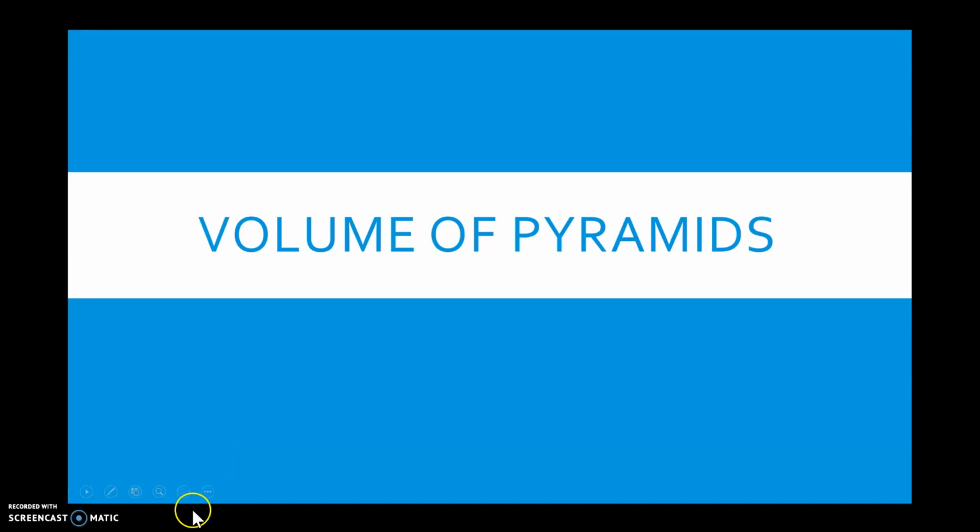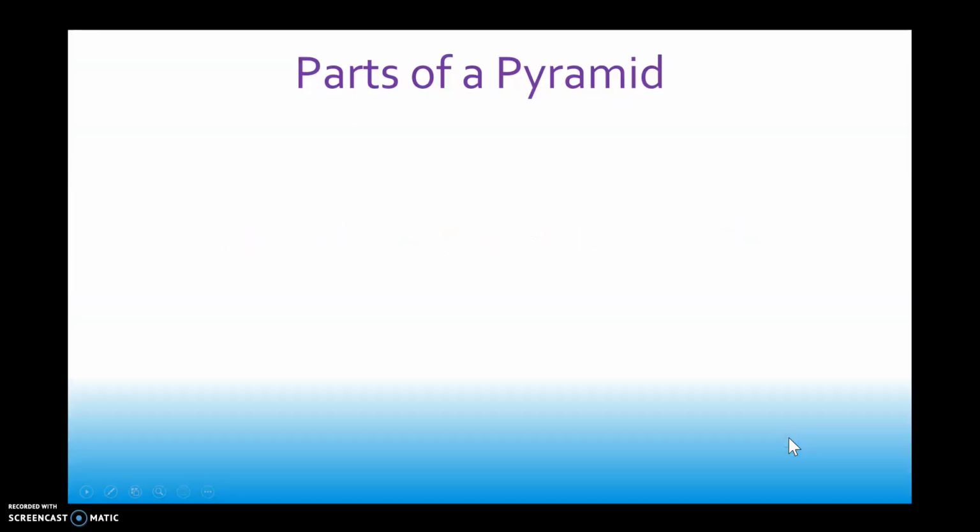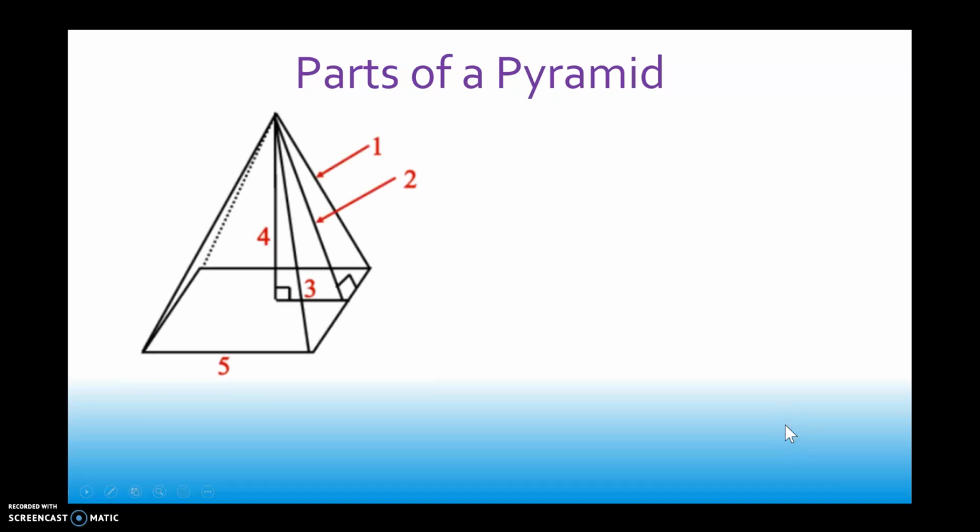Hi guys, welcome back. Today we're talking about volumes of pyramids. Let's start with the parts of a pyramid. Here I'm going to be just referring to a square pyramid.